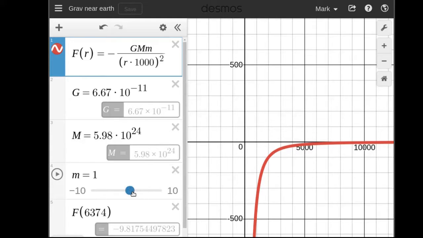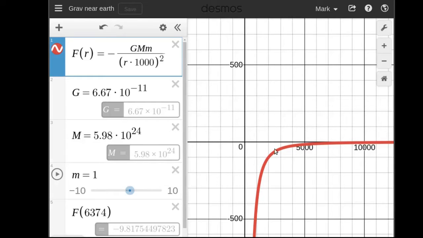Then I can change the mass of the object that's being pulled, and I'm displaying the force on that object. Now you might recognize this number here. I've got force at 6,374 kilometers on a 1 kilogram object is negative 9.81 newtons. Sounds familiar? That's the force on a 1 kilogram object due to Earth's gravity at the surface. And that's where the 9.81 comes from that we use in lots of other calculations for acceleration.